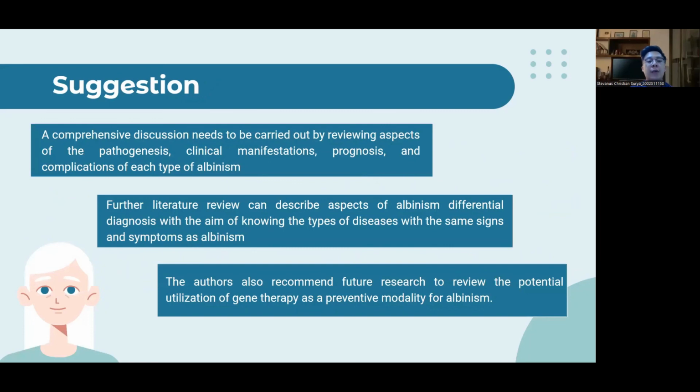We suggest a comprehensive discussion that should be carried out by reviewing aspects of the pathogenesis, clinical manifestation, prognosis, and complication of each type of albinism. Further literature review should also describe aspects of albinism differential diagnosis with the aim of knowing the types of disease with the same signs and symptoms as albinism. We also recommend further research to review the potential utilization of gene therapy as a preventive modality for albinism.